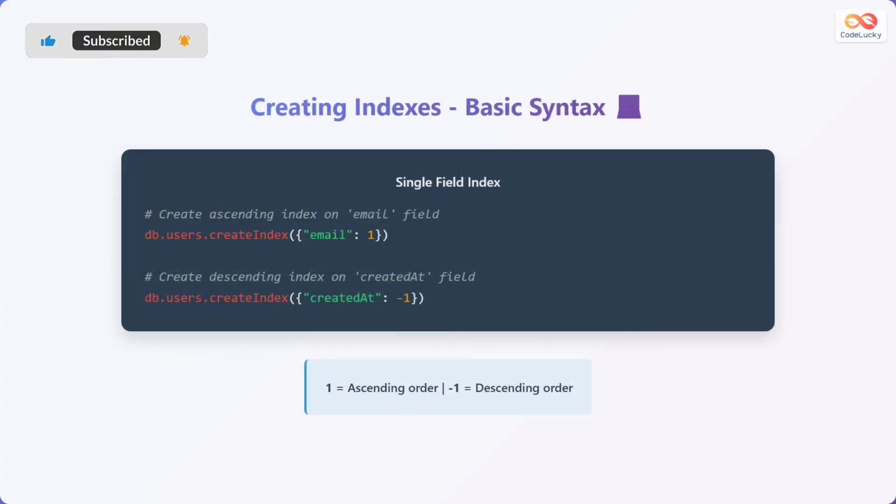Creating indexes. Basic syntax. To create an ascending index on the email field, use the command db.users.createIndex with the key email set to 1. To create a descending index on the created_at field, use the command db.users.createIndex with the key created_at set to -1. Note: 1 equals ascending order and -1 equals descending order.